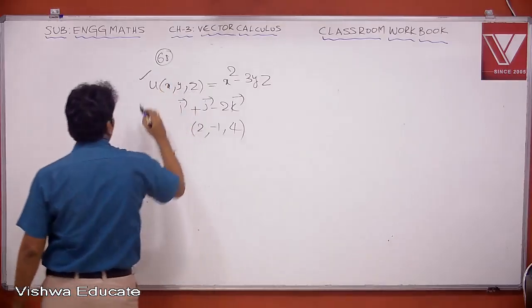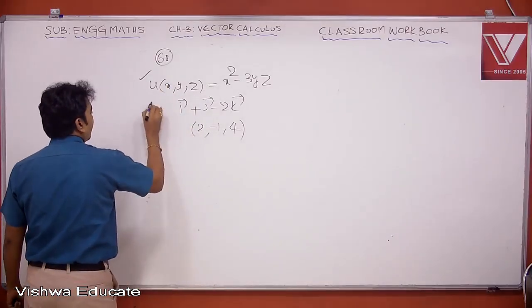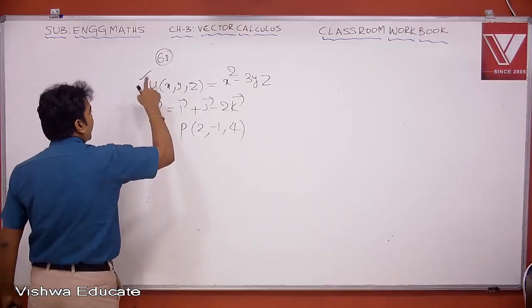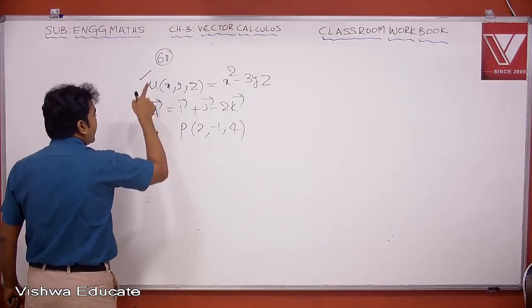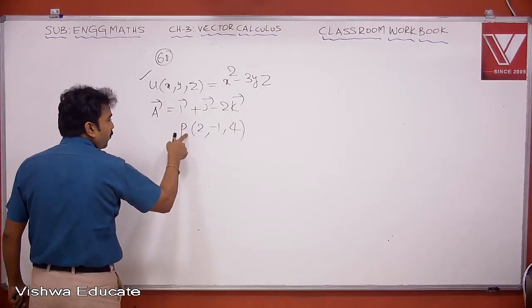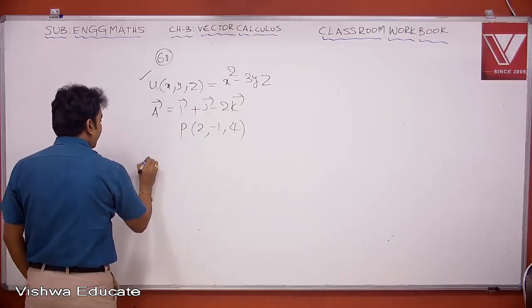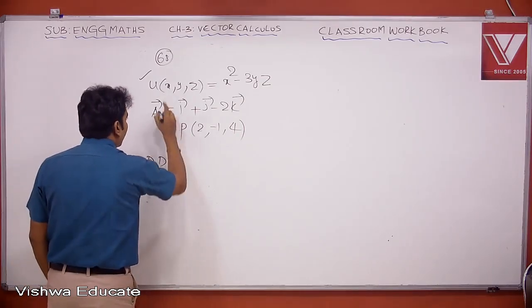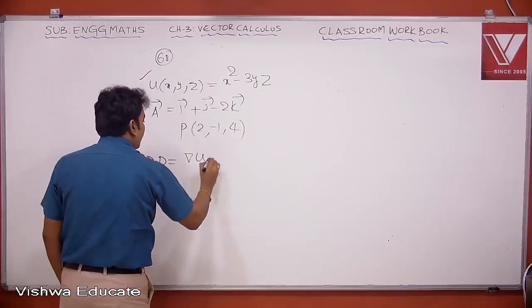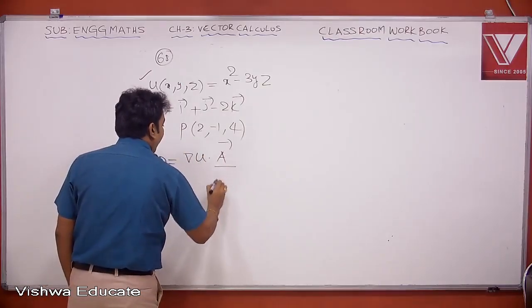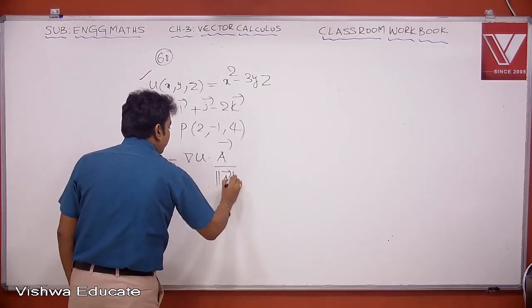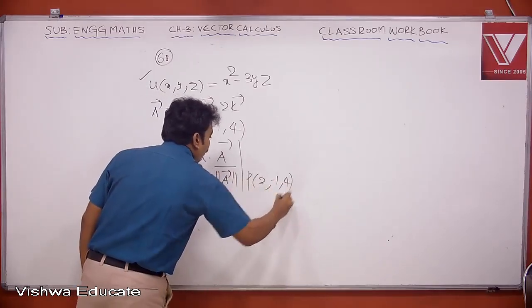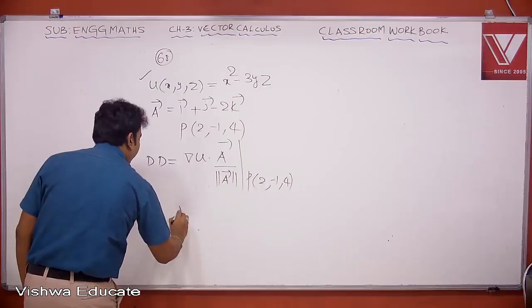This is my scalar, this is my vector, call it a bar, and this is the point, call it p. So we need to find the directional derivative of this scalar in the direction of this vector at this point p. That is given by DD, directional derivative, equal to del u dot a bar divided by norm a bar at the point p. Here the point is (2, -1, 4). So let us find del u first.